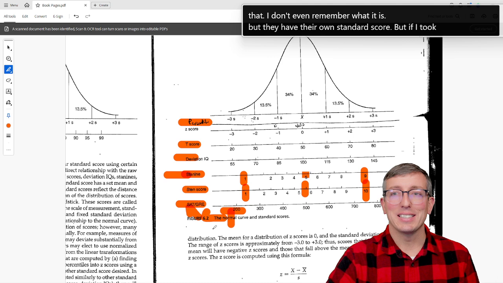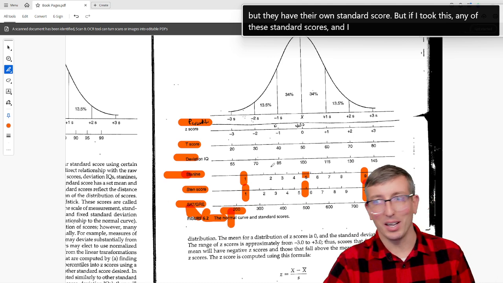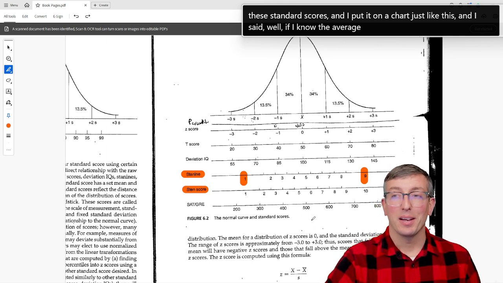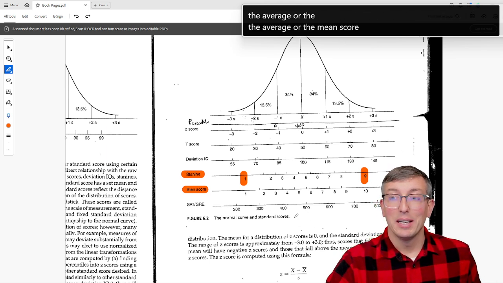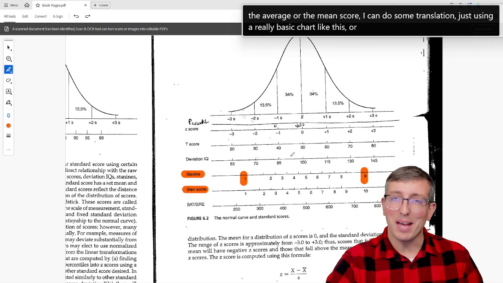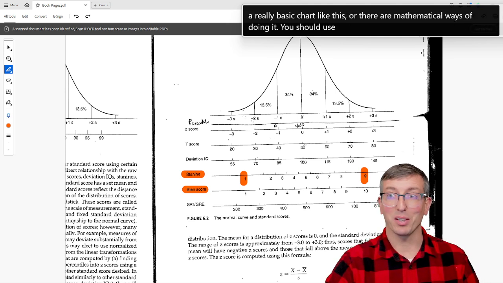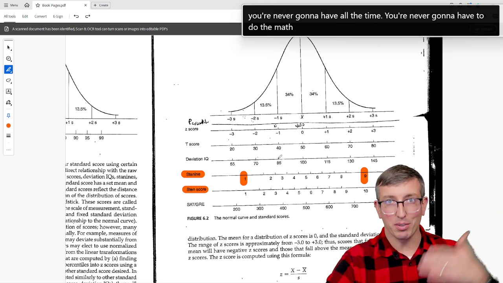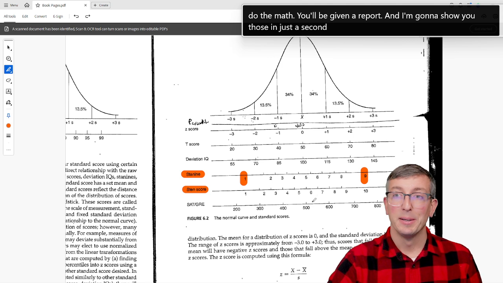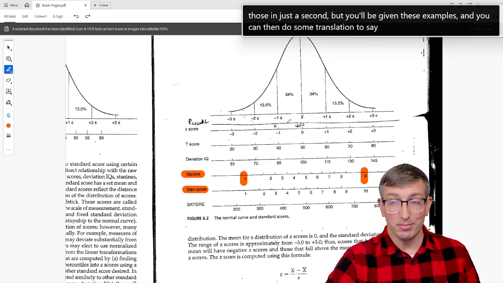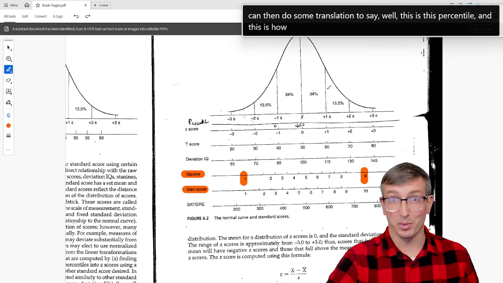But if I took any of these standard scores and put it on a chart just like this, and I know the average or the mean score, I can do some translation using a really basic chart like this, or there are mathematical ways of doing it. You should use mathematical ways, but most of the time you're never going to have to do the math. You'll be given a report, and I'm going to show you those in just a second. But you'll be given these examples, and you can then do some translation to say, well, this is this percentile, and this is how it fits within the population.